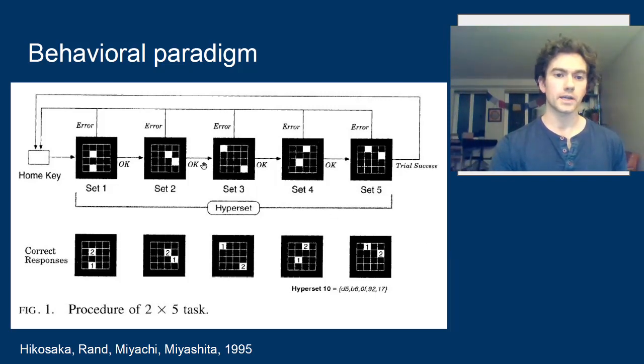If at any time the monkey gets an individual set wrong, so presses the buttons in an incorrect order or presses a button that is not lit up, then the monkey has to press the home key in order to start the whole hyperset over. And the monkey repeats the same hyperset over and over again until they amass 20 correct trials on that hyperset, at which point they move on to the next hyperset. And in order to keep the monkey motivated, they're being given a small amount of juice every time they get a set correct. And that juice is just being delivered in like a little straw, basically, directly to their mouth.